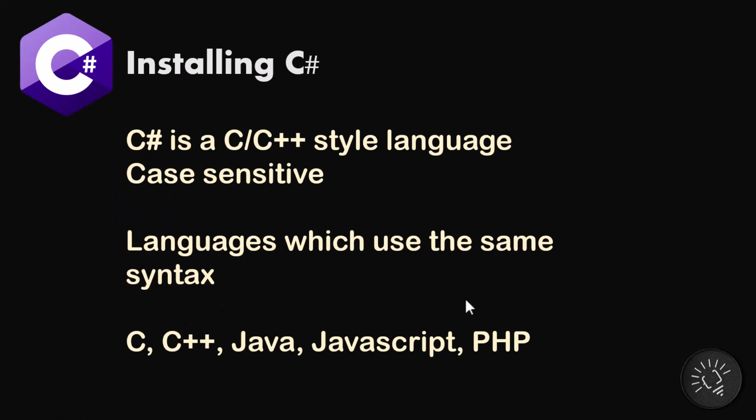So C# is a C or C++ style language, and one of the prominent features of C# is that it is case sensitive. So when you declare variables or when you write code, you will need to make sure that the capitalization is maintained just as is.